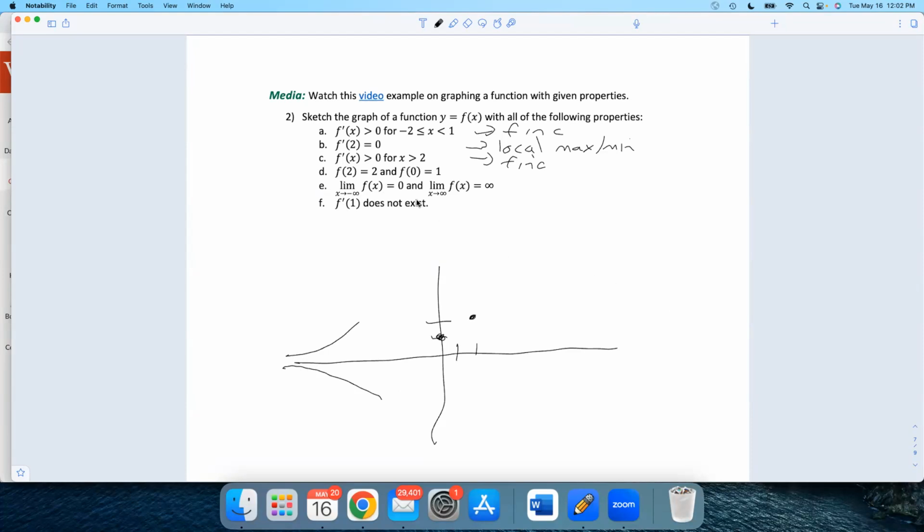Here, I don't really have a choice. As x is getting bigger and bigger, the graph is shooting to positive infinity. So it could be here. Now, maybe it's down here somewhere. I don't know which of those yet, but I know it's going up. Okay, we're going to hammer all that down using this information.